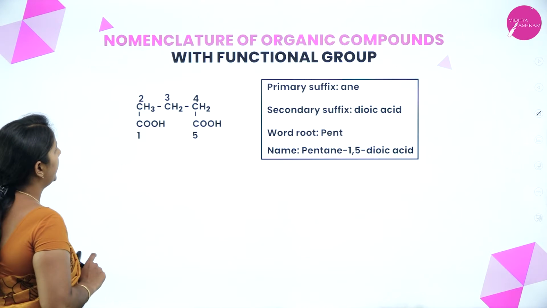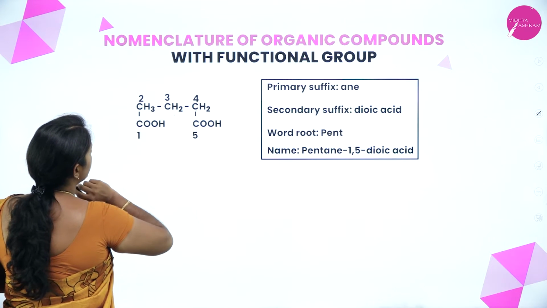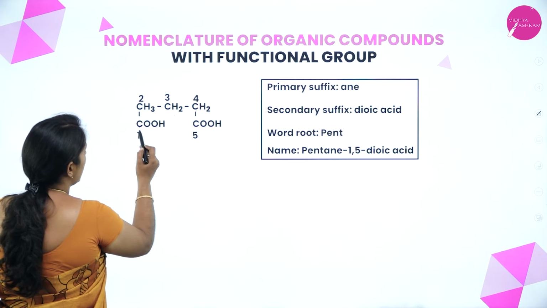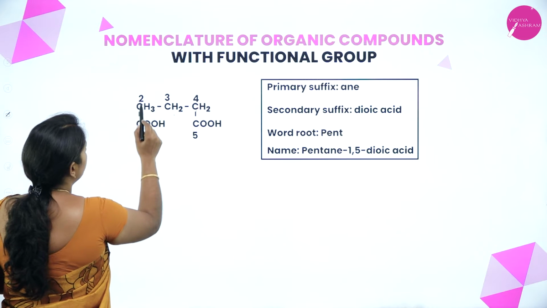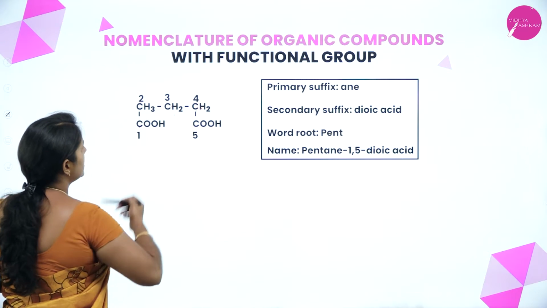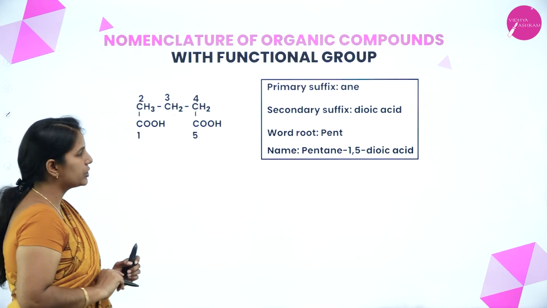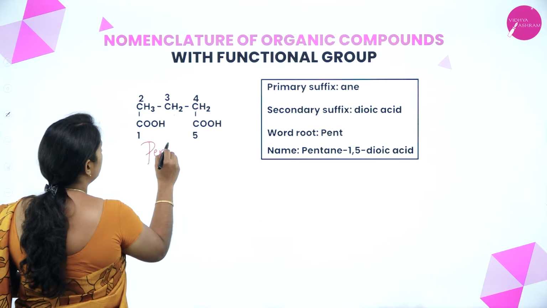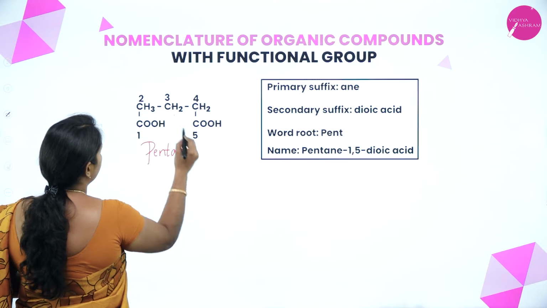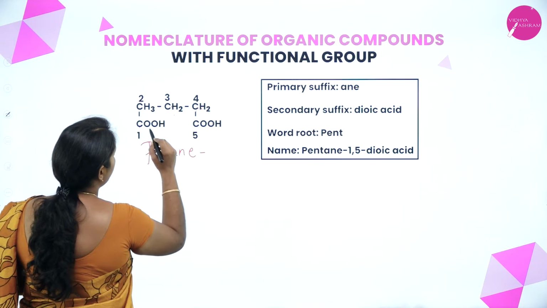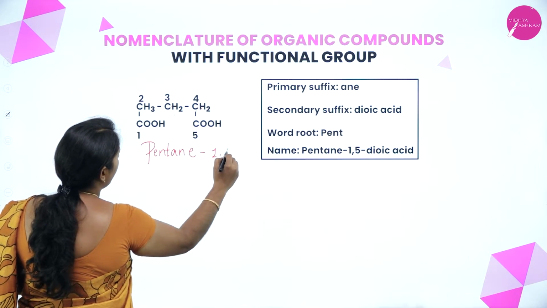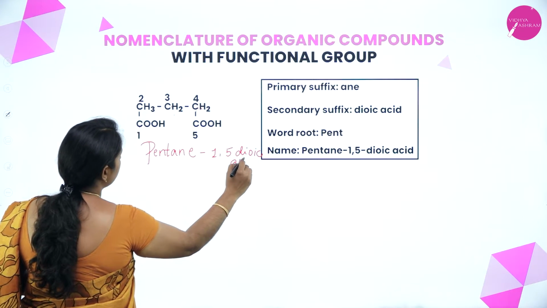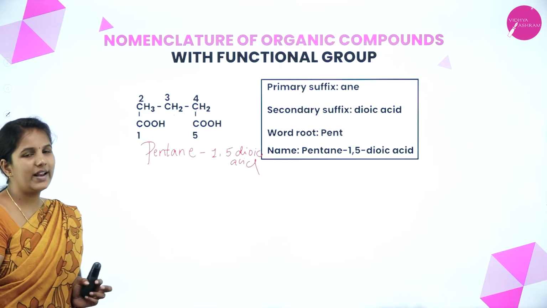So you can see one more example, CH3, CH2 and CH2. There are the second and third carbon. This is the first carbon atom, then 2, 3, 4 and 5. The first and the fifth carbon atom itself act like a functional group. In such a situation, we say that it is pentane. How many carbon atoms have the functional group? 1 and 5. Pentane-1,5-dioic acid.